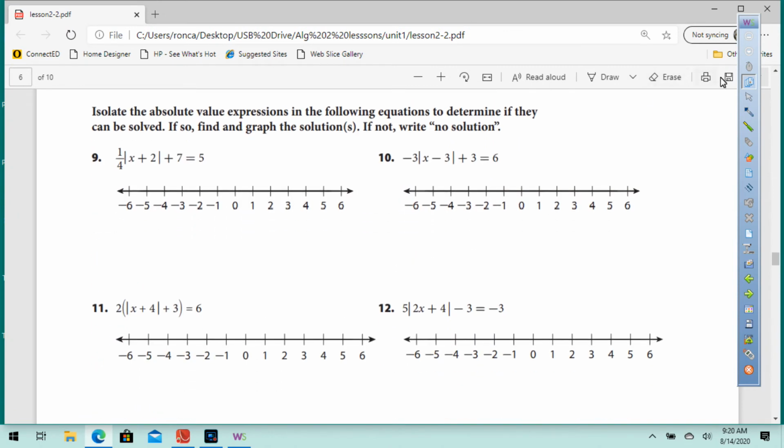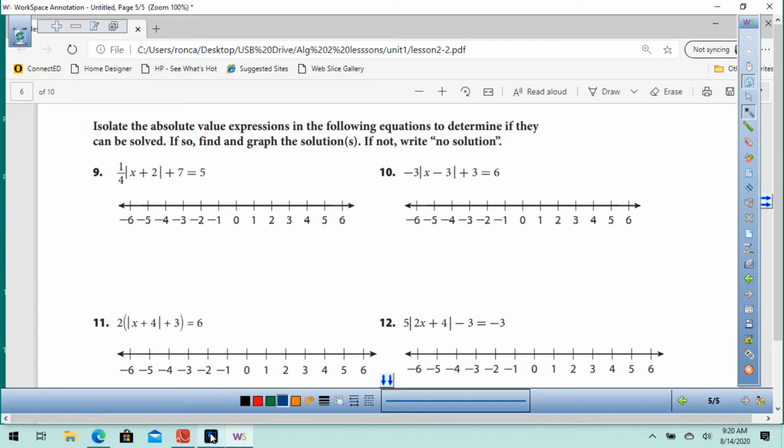Let's try number 9 here. Isolate the absolute value expression in the following equation to determine if they can be solved. If so, find the graph of the solution. If not, write no solution. So number 9, what we got here? Well, first we're going to subtract 7 from both sides. So we got 1/4 times the absolute value of x plus 2 equals negative 2. Now we're going to multiply both sides by 4, and we get the absolute value of x plus 2 equals negative 8, okay? The absolute value cannot be a negative number, so no solution.